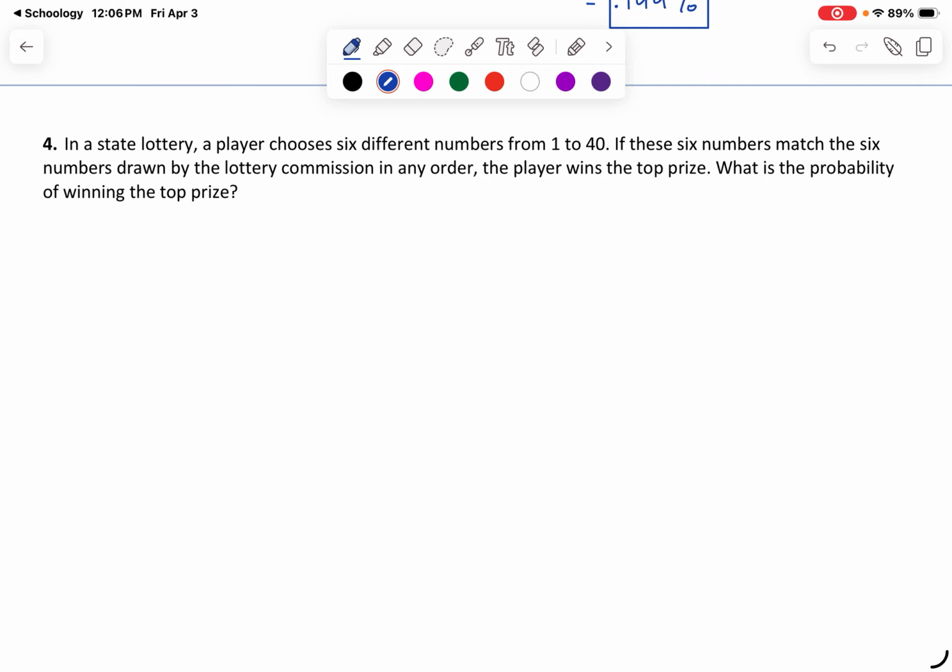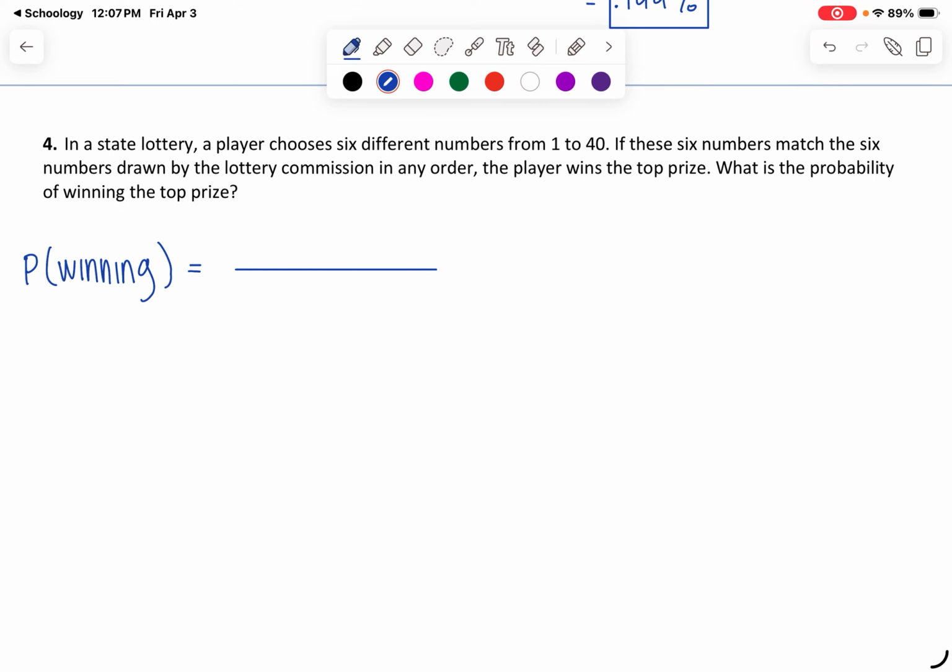All right, so this says, in a state lottery, a player chooses 6 different numbers, 1 through 40. If these 6 numbers match the 6 winning numbers drawn by the lottery commission in any order, so we know you're using combinations, the player wins the top prize. What is the probability of winning the top prize? So, probability of winning the lottery. And this is this specific lottery. Like Mega Millions and Powerball, they're even way harder than this.